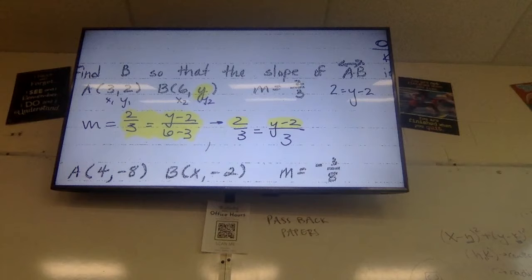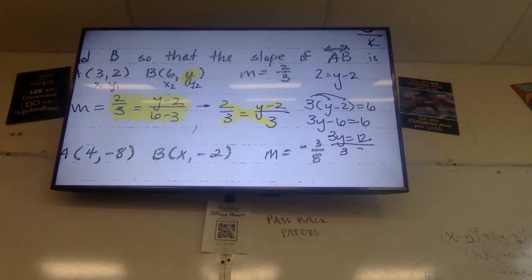Now, if for some reason you didn't see that or you were worried and you don't know if you're allowed to cross these out, what you can do instead is cross multiply. So we can do 2 times 3 and then 3 times y minus 2, and we'll still get the same answer. I'm just going to solve that one out to prove my point. 3 times y minus 2 equals 2 times 3, which is 6. Multiply, I get 3y minus 6 equals 6. Add 6 to both sides, I get 12, and then divide by 3, I get 4.